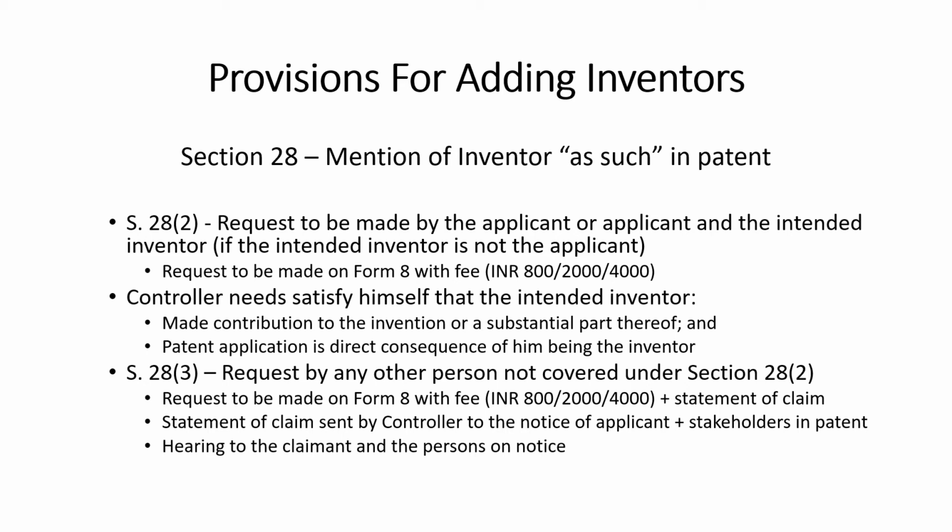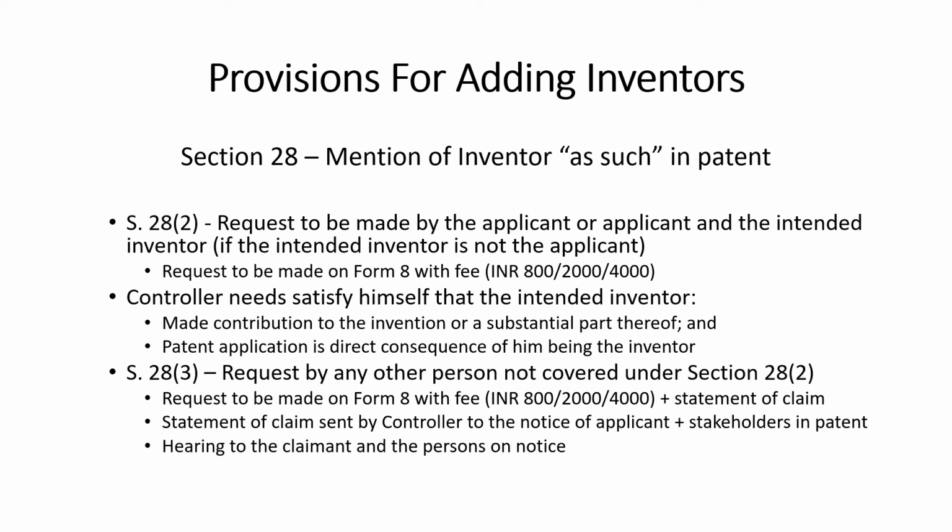Section 28 subsection 3 takes care of a situation where the inventorship of a person is in dispute. So in case the applicant is not willing to add the name of that particular person who claims to be the inventor, then a request could also be filed by that additional person because he is not covered under section 28(2). So the applicant is not filing a request on his behalf. He can file a request all by himself, and that request is to be made on form 8 along with the fee, and also he has to submit a statement of claim wherein he brings out the facts and circumstances related to his inventorship. Also, he may have to provide the relevant evidence in respect of that.